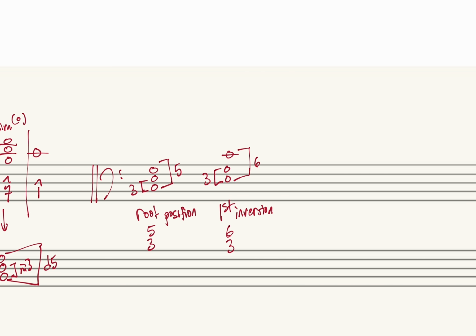Let's continue. Now let's move to what's called second inversion. So in this case, we're going to have the fifth of the chord in the bass on the bottom, and then we're going to keep everything in close position. So all the letters, all the pitches within 1 octave. So then C above that and E above that. And this is called second inversion.